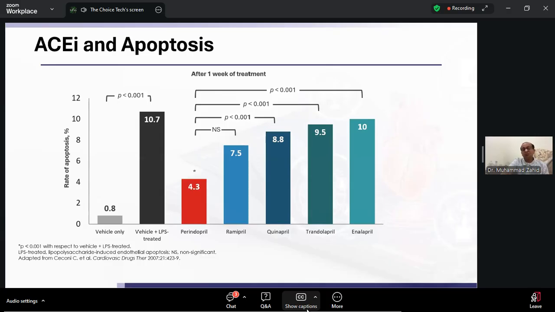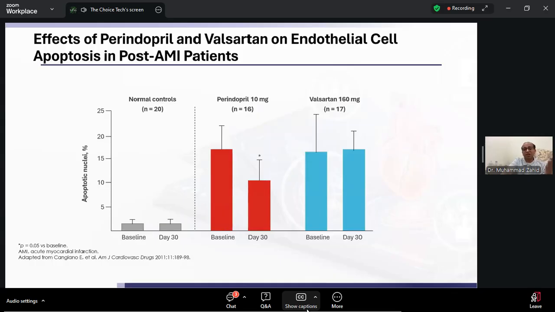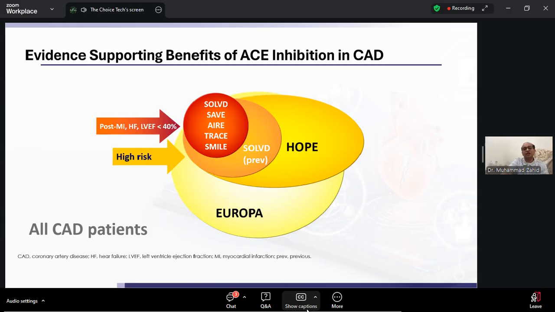Among the same group of ACE inhibitors, perindopril in vivo showed the maximum effect of that, which was statistically significant as compared to the rest of the ACE inhibitors. And when we compared this with the ARBs, because ARBs have no effect on AT2 and AT4 receptors, the endothelial cell apoptosis effect is only seen with perindopril and not with the ARBs. Hence, this is the additive effect we have with ACE inhibitors.